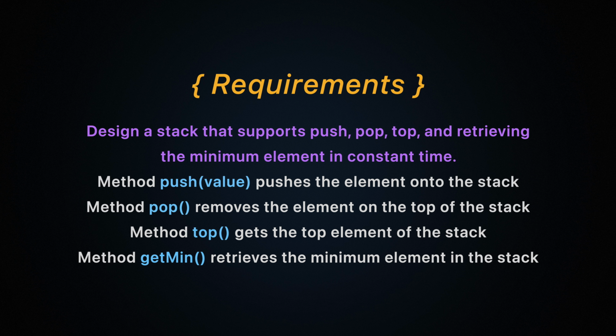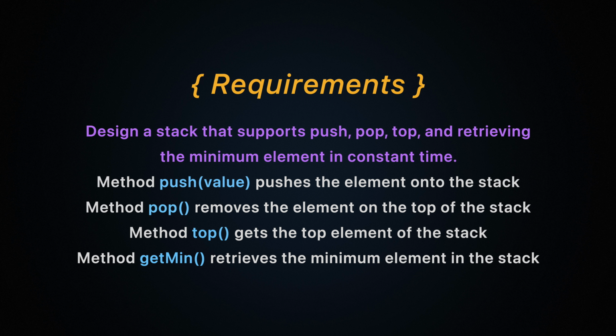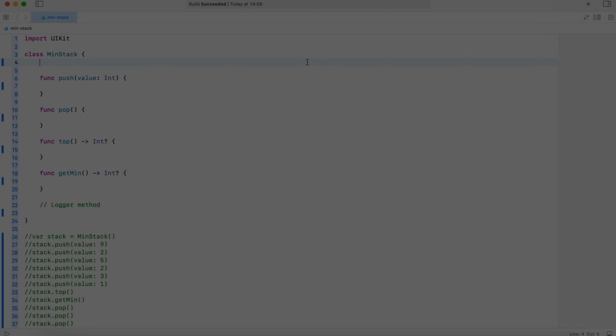Method push pushes the element onto the stack. Method pop removes the element on the top of the stack. Method top gets the top element of the stack. Method getMin retrieves the minimum element in the stack.